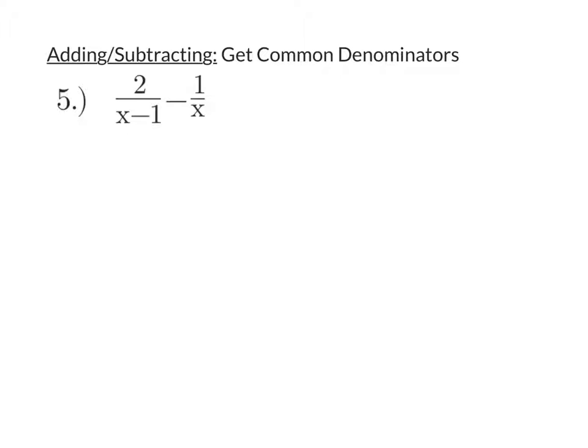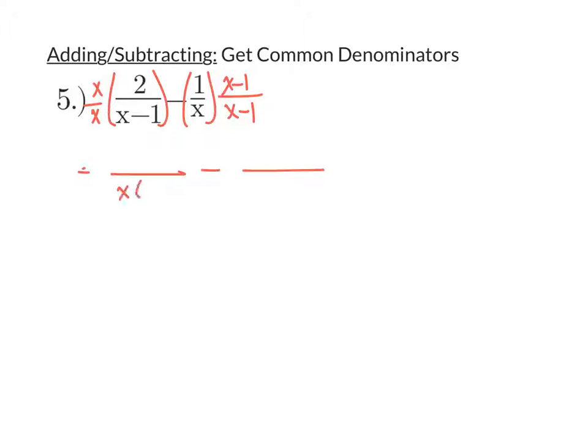I'm subtracting two fractions, so I need to get common denominators. A good way to do that is take this first fraction, multiply it by the denominator of the second fraction. So x over x. And in the second fraction, we'll multiply by x minus 1 over x minus 1. That will give me two fractions with the same denominator, x times x minus 1. The numerator of my first fraction is 2x, and in the second fraction, we have x minus 1.